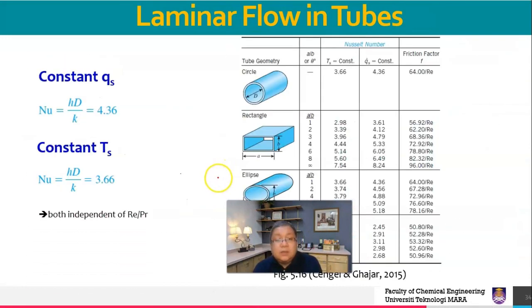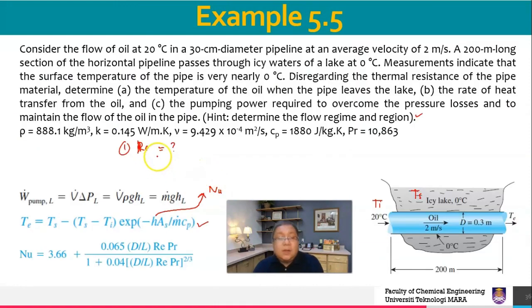Just now you were looking at the Re, right? Re is VD over nu. Nu is given to you. Is V given to you? Yes, 2 m/s is given. And D is also given, of course. It's 0.3. So you will get the Reynolds number, and then it is either laminar or turbulent.